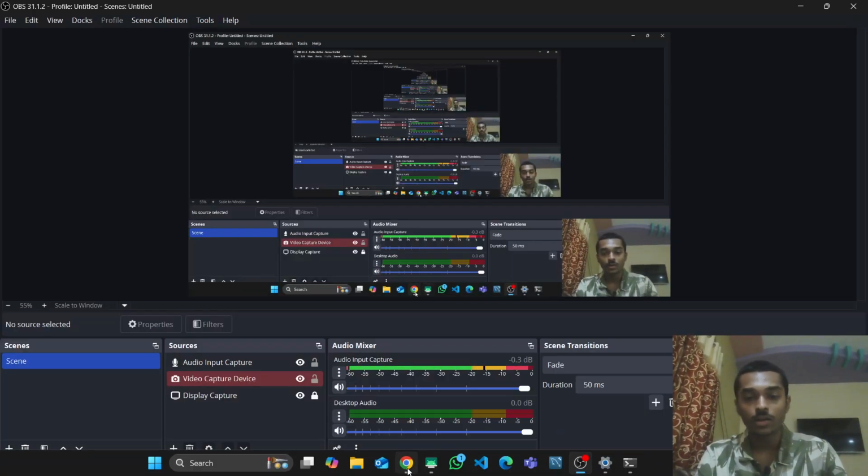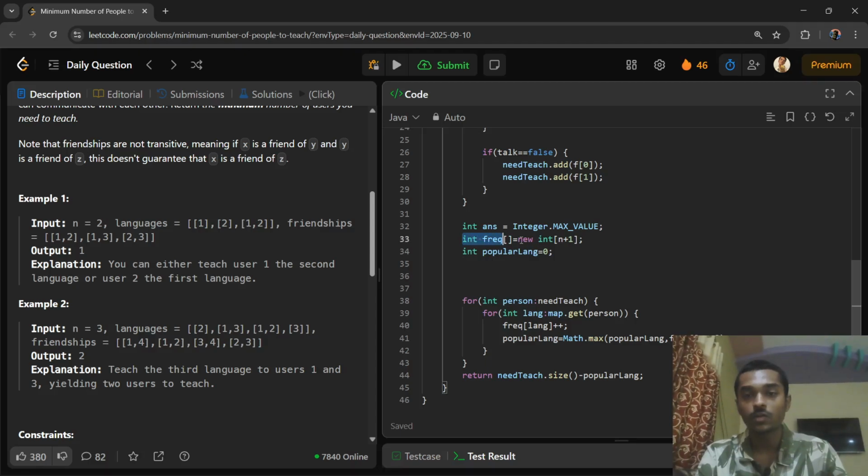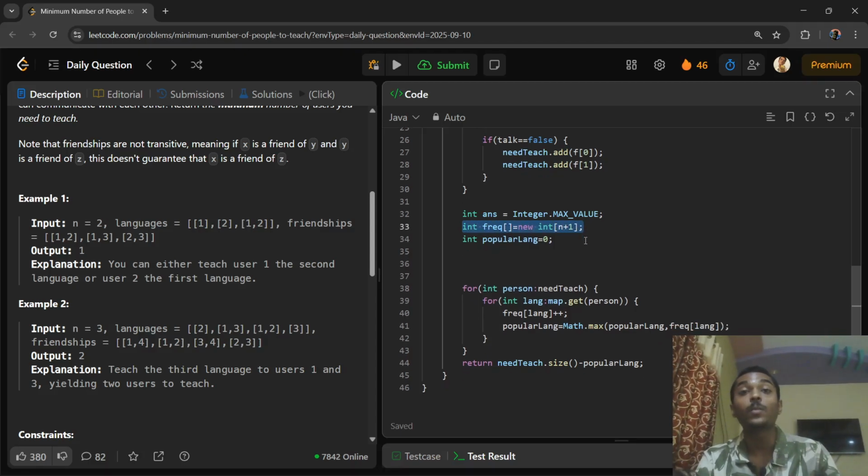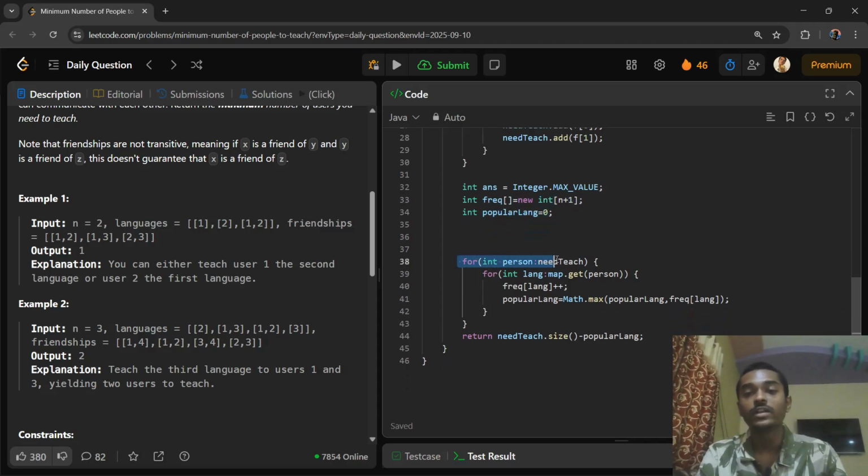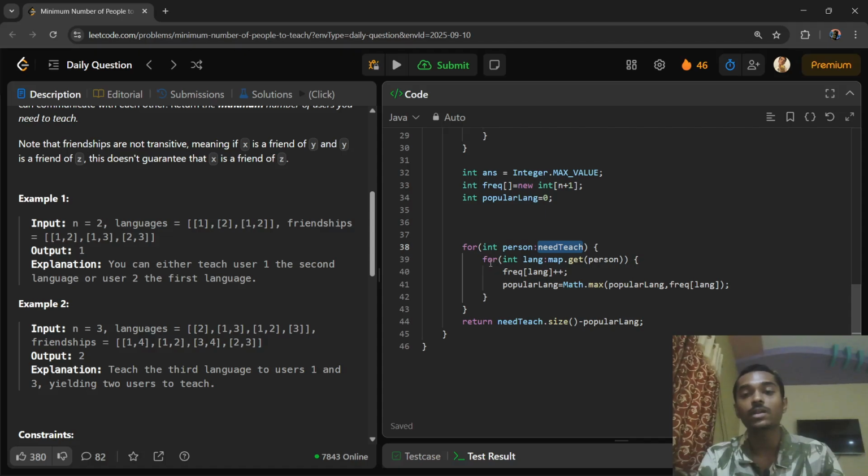So I wrote the code. This is the code. This is the frequency of the popular language. We have to calculate which language is popular. This is the unsatisfied user we have to track, and this is the hash set of every person's known languages. We just simply need to plus plus that language count, the language which is known by how many persons. And this is the popular language, the maximum of the popular language, and frequency of language.